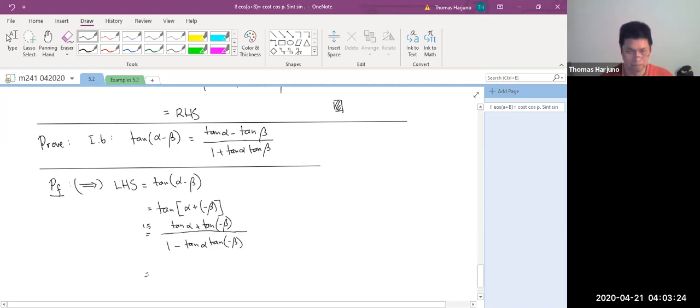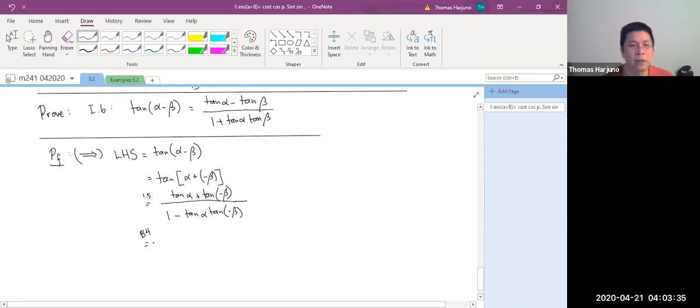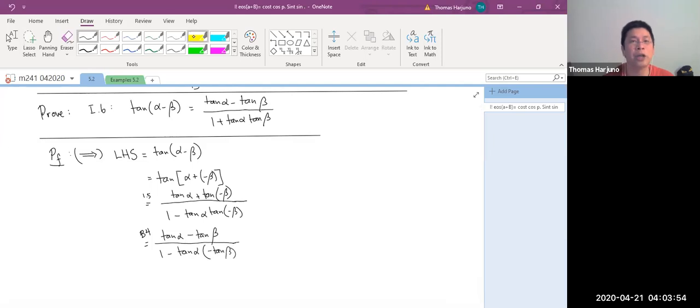And then we use basic identity group number 4. Tangent of a negative is negative tangent of the positive. So tangent negative beta is negative tangent beta, giving 1 minus tangent alpha times negative tangent beta. What I changed is this part here becomes this, and the same part here becomes this.